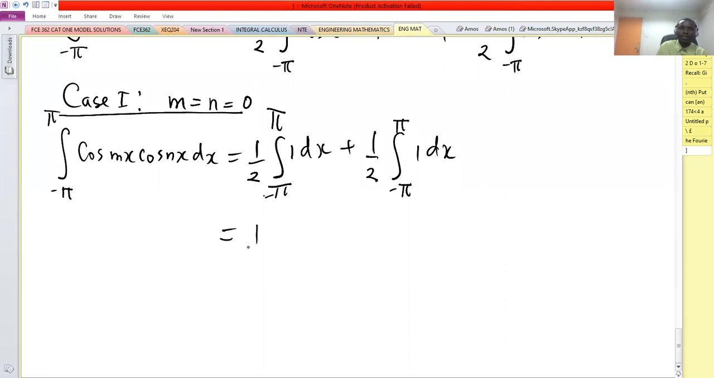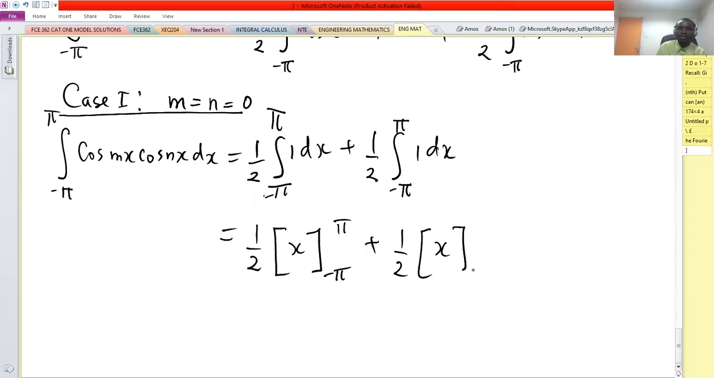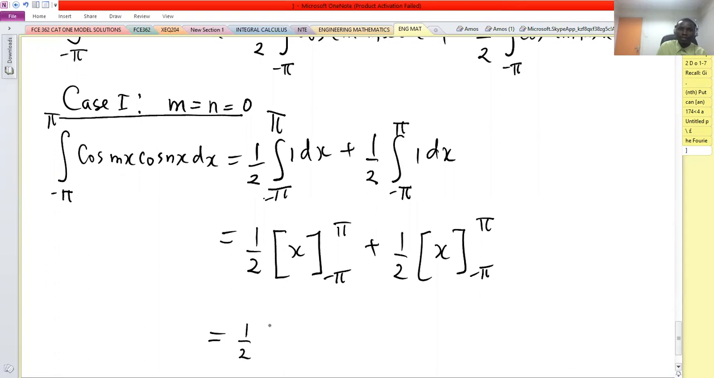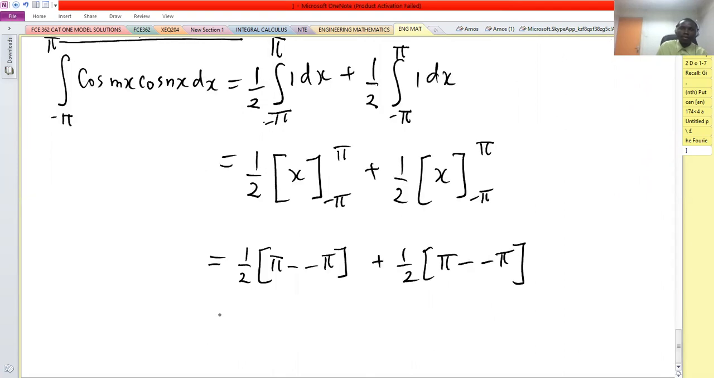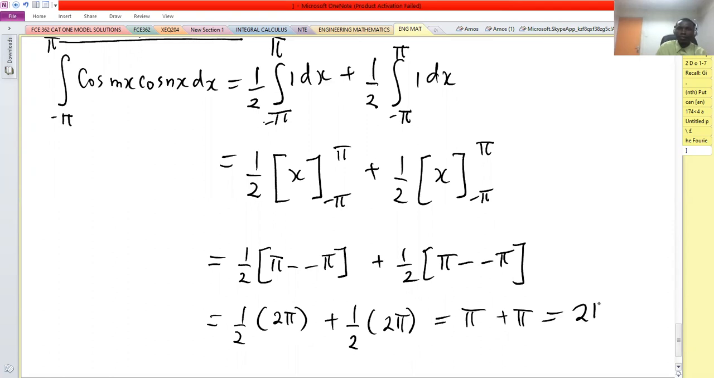This is easy to evaluate because we just have x from minus pi to pi plus a half x from minus pi to pi. It is not hard to see that we get pi minus minus pi plus a half into pi minus minus pi, so that we have a half times 2 pi plus a half times 2 pi, which will be pi plus pi, which is 2 pi. That is case one.